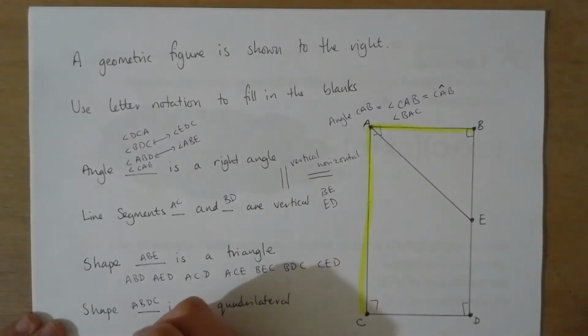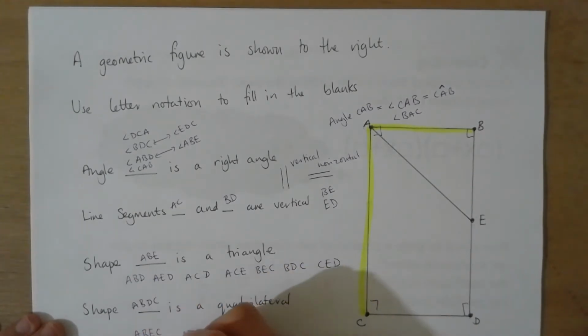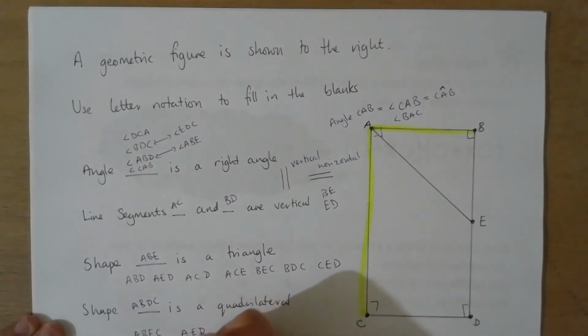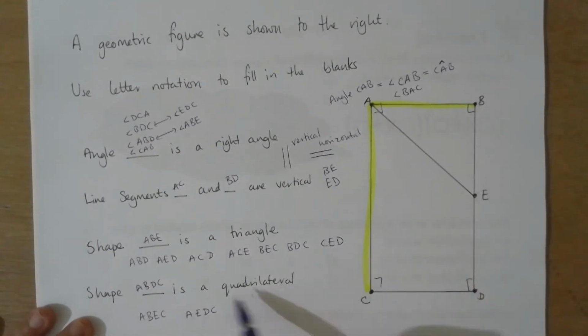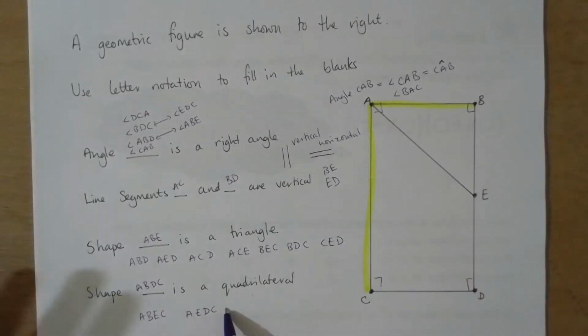Okay, which is A, B, E, C, and I've also got A, E, D, C. Okay, if you've ever got trouble with these kind of shapes, make sure you just follow the letters. That's all you need to do. Follow the letters, it will always get you there.